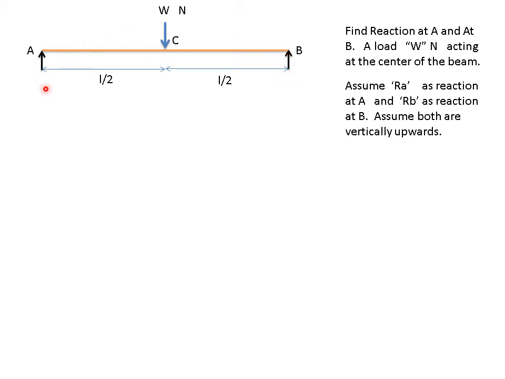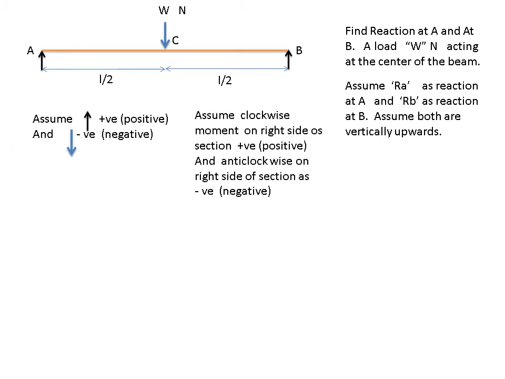So in this diagram, RA and RB are the reactions, and if these are my assumptions, then accordingly RA is going up, so it will be plus, RB is going up, so it will be plus, and W going down will be minus, as per these sign conventions. So we'll go ahead. What I have to do is use the conditions of equilibrium.